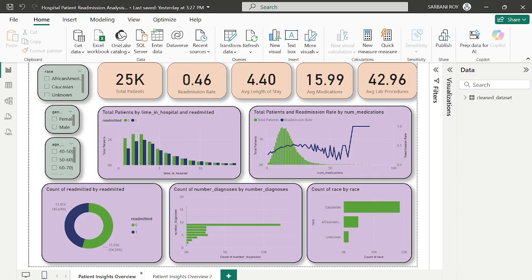Now, from this dashboard, we conclude that this Power BI dashboard provides a complete analytical view of patient readmission using clean visual design, clear color patterns, and interactive features. The dashboard helps to identify high risk patients, understand operational behavior, and make better healthcare decisions. This project demonstrates how analytics can significantly improve patient care and hospital management.